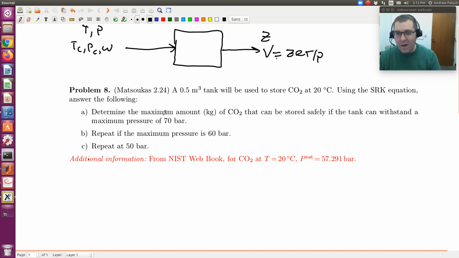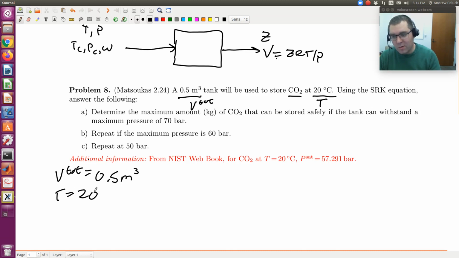We have a 0.5 meter cubed tank, so V total is 0.5 meters cubed. That's going to be used to store CO2 at 20 degrees C. Let me make sure I get the temperature right this time. Use the SRK equation of state to answer the following. Determine the maximum amount in kilograms of CO2 that could be stored safely if the tank can withstand a maximum pressure of 70 bars. Then we're repeating at 60 and 50. Let's work out this general strategy. We know V total is 0.5 meters cubed.